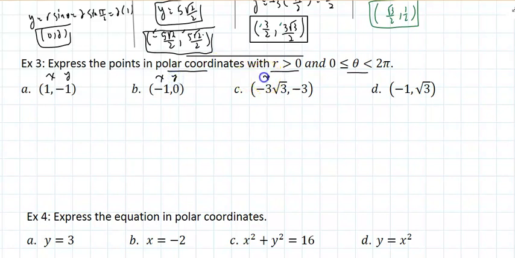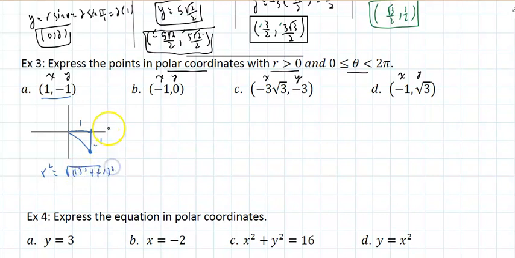Unlike polar, you could use the formula straight, but here you've got to be careful because the formulas could throw you off. You really need to plot the points, not for r but for theta. So if I plot a point of 1 to the right, 1 down, that's really the x and the y. This is 1 and this is negative 1. Well, I know how to find r. R squared is 1 squared plus a negative 1 squared.